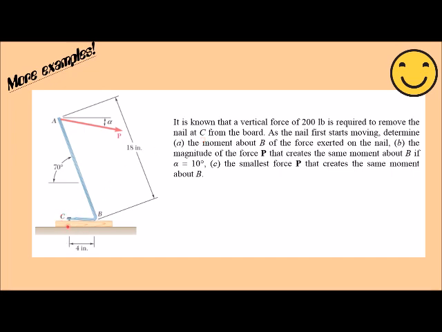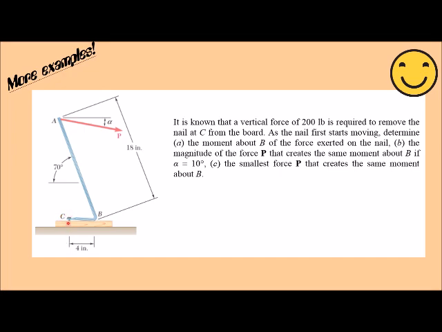Okay, so there's a nail at C, we have a crowbar, and it's going to take 200 pounds. So this nail is in here and we're going to have to pull straight up, a vertical force of 200 pounds here to remove it. As the nail first starts moving, determine the moment around B. Where's B? Okay, this is where it's pivoting around, B. So we're going to find the moment around B created by the force exerted on the nail.